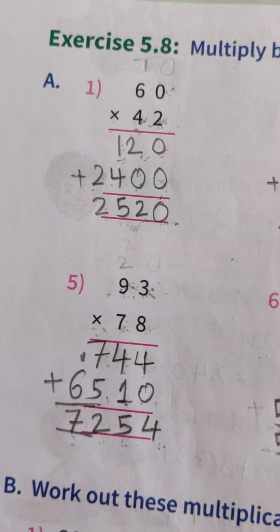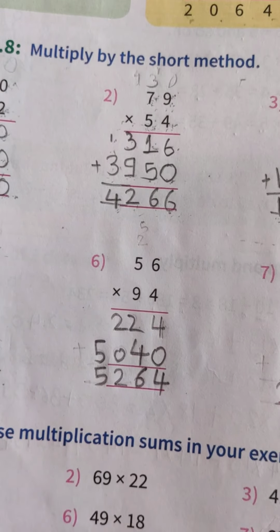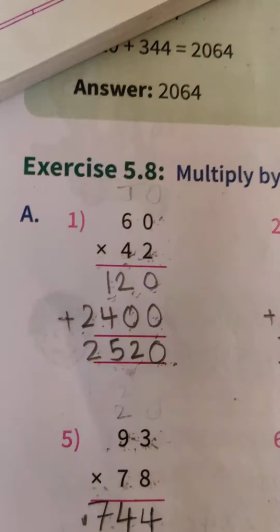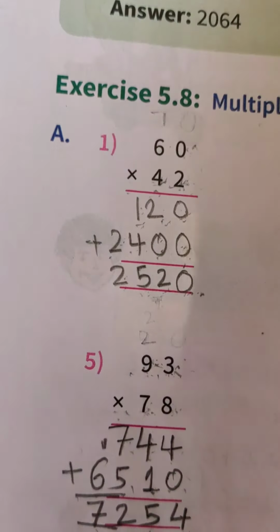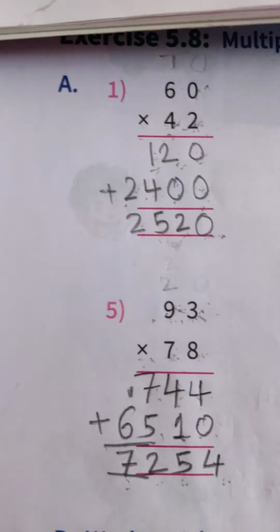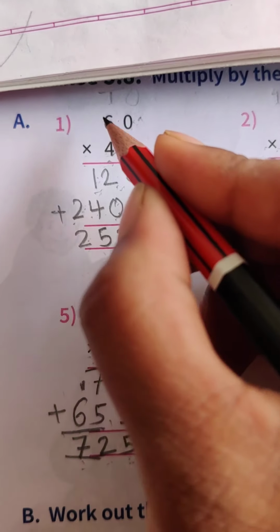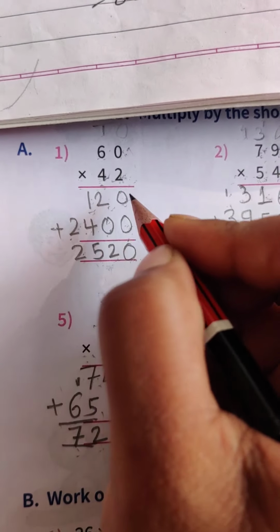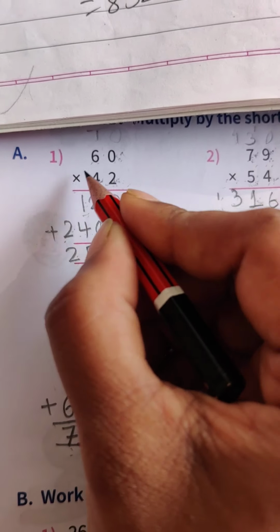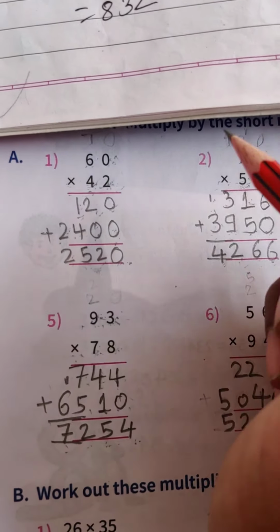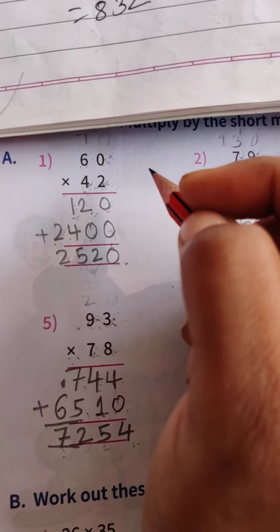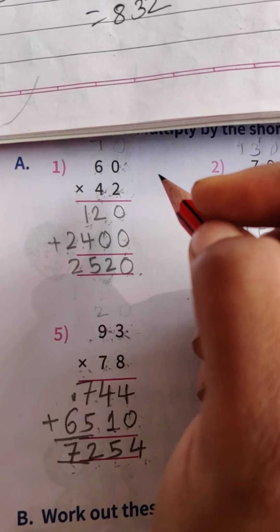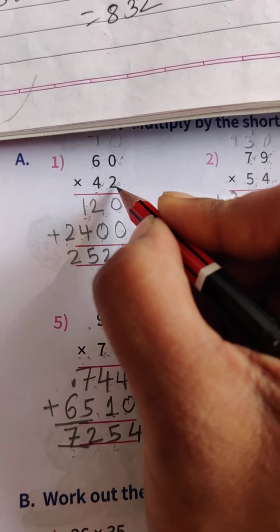So now look here, example number 1. So what is example number 1? Example number 1 is 60 multiply 42. 60 multiply by 42. So I hope all of you have learned the tables. सबको टेबल लर्न हो गई है, I hope. Okay, so now look here.